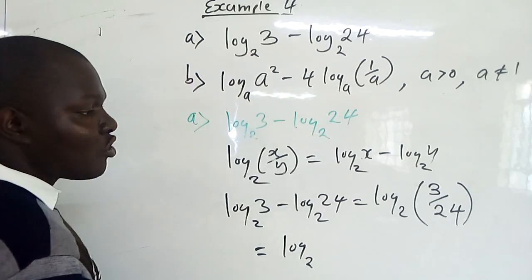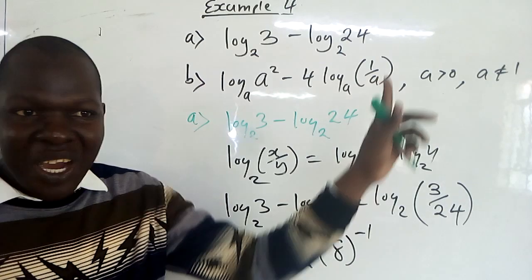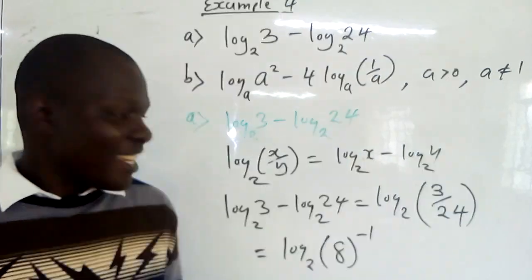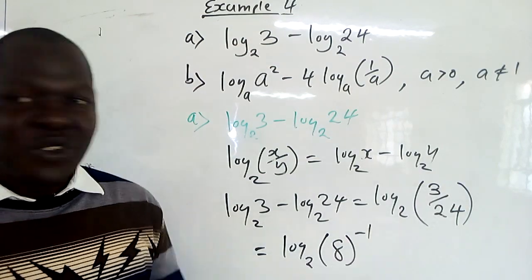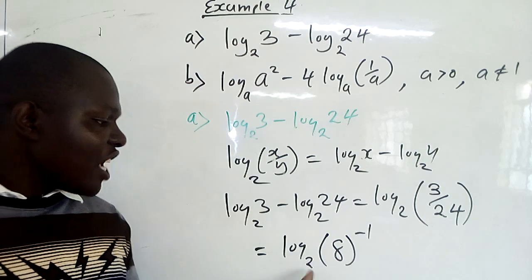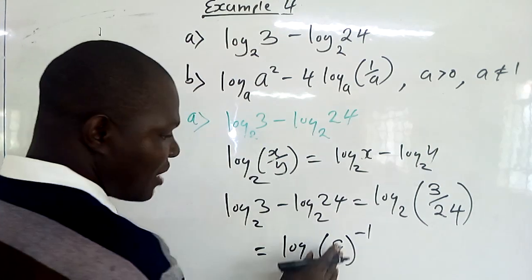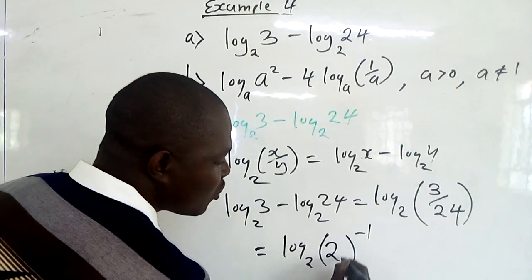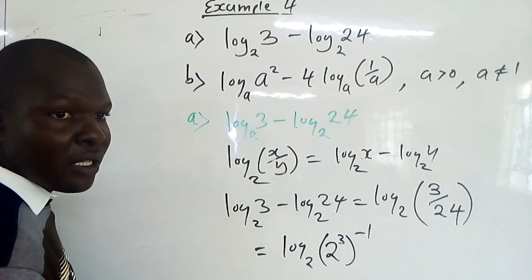1 over 8 is the same as 8 raised to negative 1, because 1 over 8 is the reciprocal. Negative 1 means reciprocal. But what is 8? You can express 8 in terms of 2, are we together? 8 is the same as 2 cubed. With indices, a power outside multiplies with a power inside.